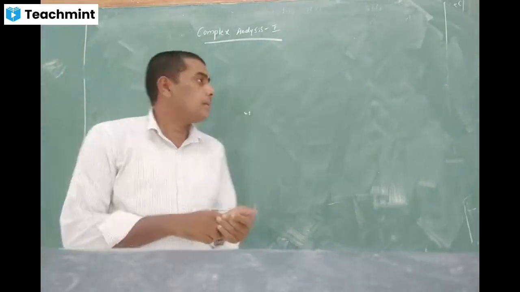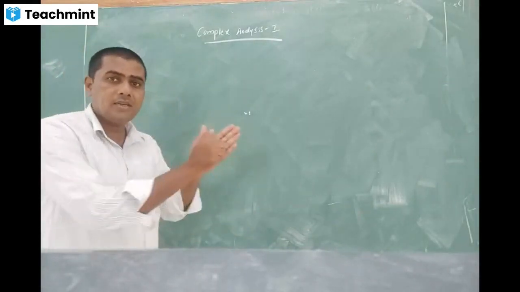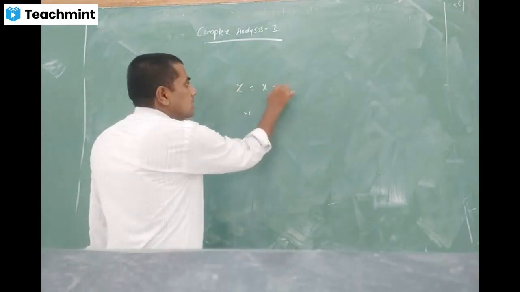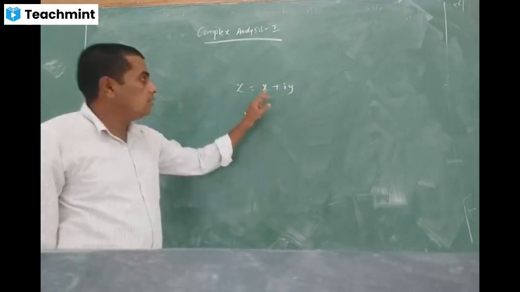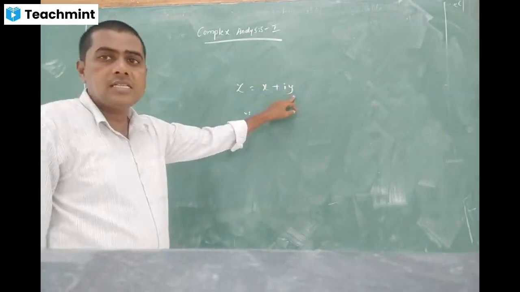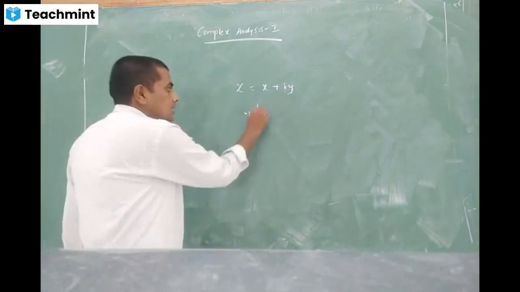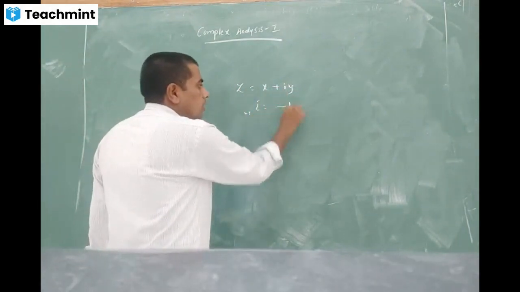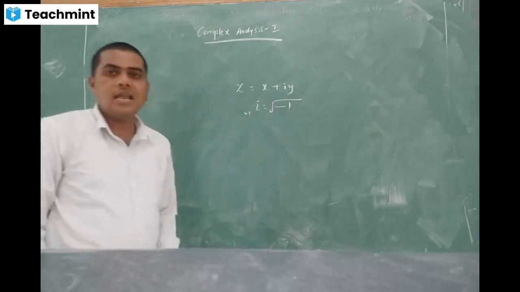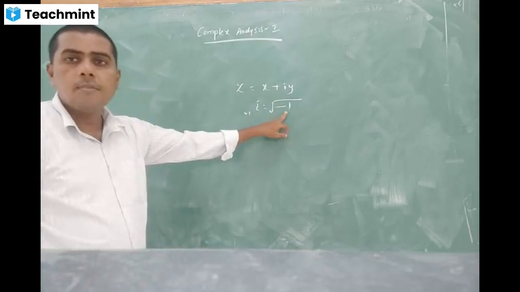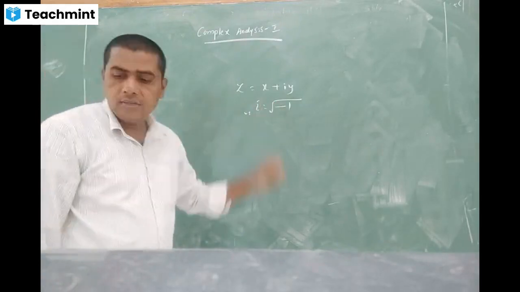A complex number can be represented in the form z is equal to x plus iy. Here x is called the real part and y is called the imaginary part, and the value of this iota or i is nothing but the square root of minus 1. In general, we consider the value of the imaginary number to be the square root of minus 1 here.